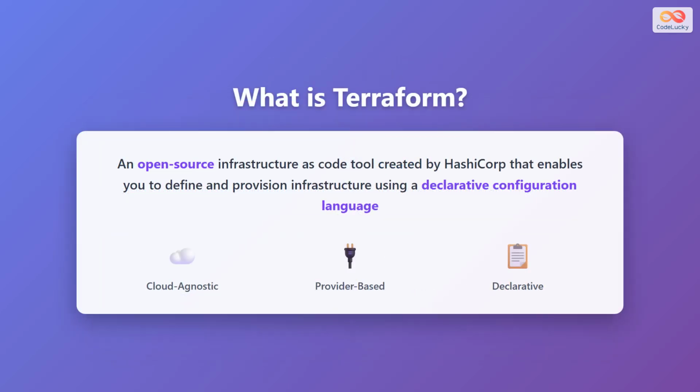Now let's talk specifically about Terraform. Terraform is an open-source infrastructure as code tool created by HashiCorp that enables you to define and provision infrastructure using a declarative configuration language. What makes Terraform special is that it's cloud-agnostic, meaning you can use it with AWS, Azure, Google Cloud, or even on-premises systems using the same workflow. It's provider-based, which means it works through plugins that connect to different platforms and services. And it's declarative, meaning you describe what you want your infrastructure to look like, and Terraform figures out how to make it happen.